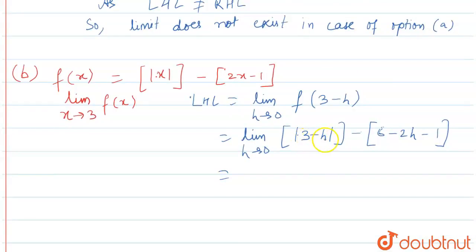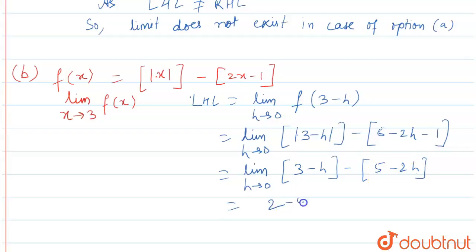Subtracting a very small positive quantity from 3 gives a positive value, so there is no use of mod there. So we have that one equal to greatest integer of 3 minus h, and here we have minus greatest integer of 5 minus 2h. For a value just less than 3, greatest integer will be 2, and for a value just less than 5, greatest integer will be 4. So 2 minus 4 gives minus 2.